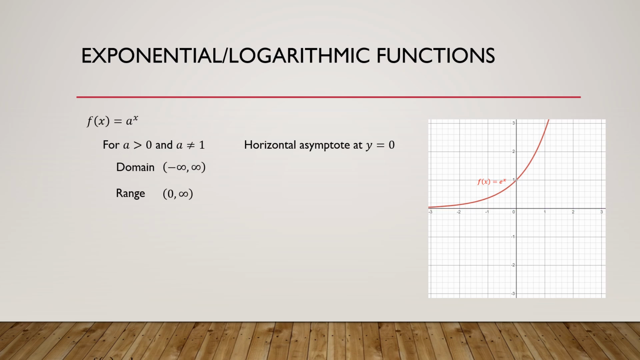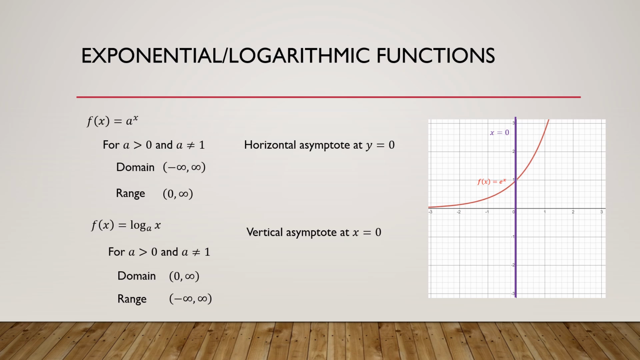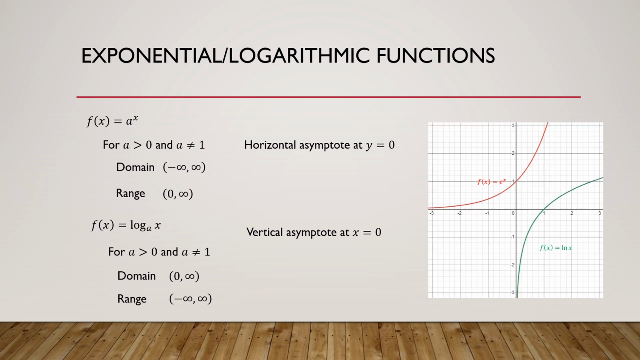For f of x is equal to log base a of x for all a greater than 0 but not equal to 1, we have a domain that includes all real numbers greater than 0 and a range of all real numbers. This gives us a vertical asymptote of x equals 0. We can show this with the graph of the natural log of x.